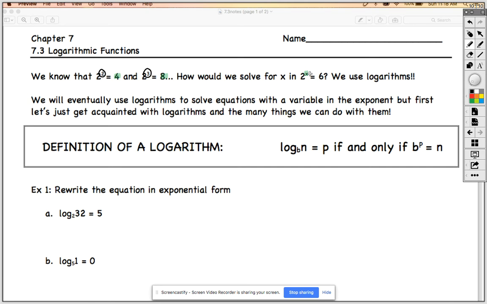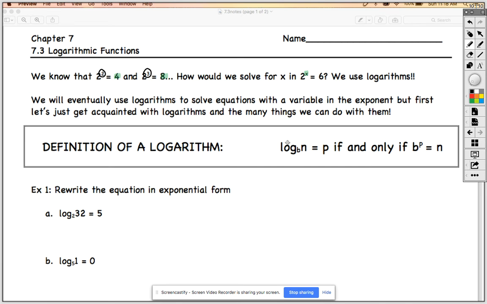So if we needed to find that specific exact value for x, we could use logarithms to help us do that. That's the whole point of logarithms. And later on in the unit, we will solve equations and find that missing exponent. So we're just going to go over the definition of a logarithm first. And this was explained in that Edpuzzle video if you still have that fresh in your mind.